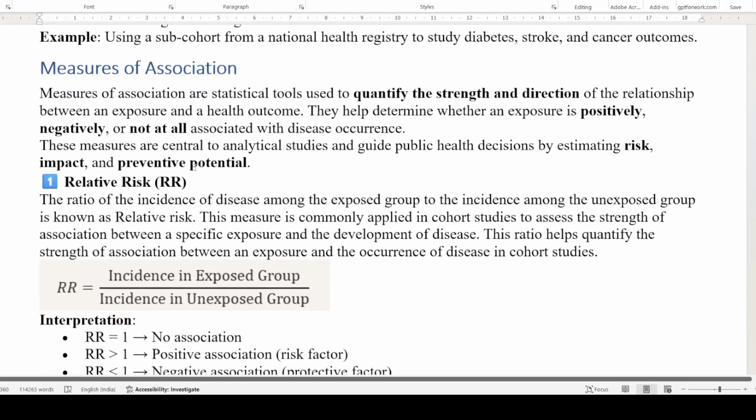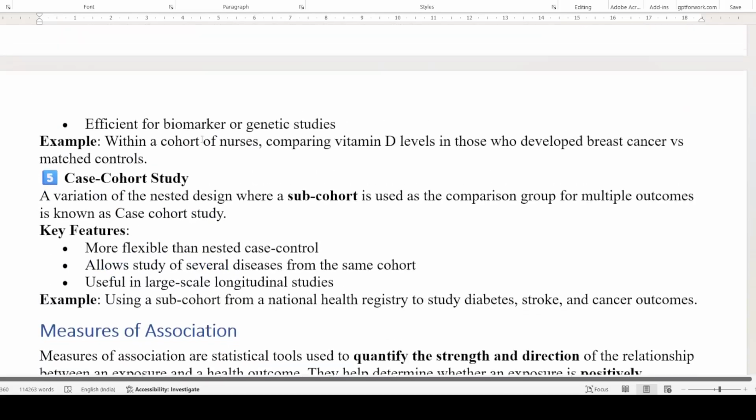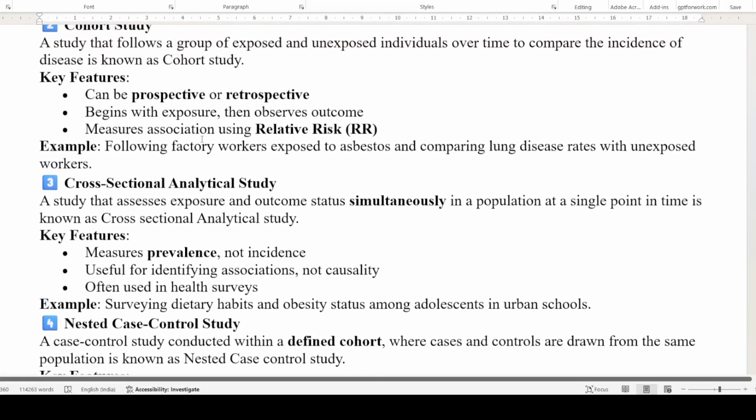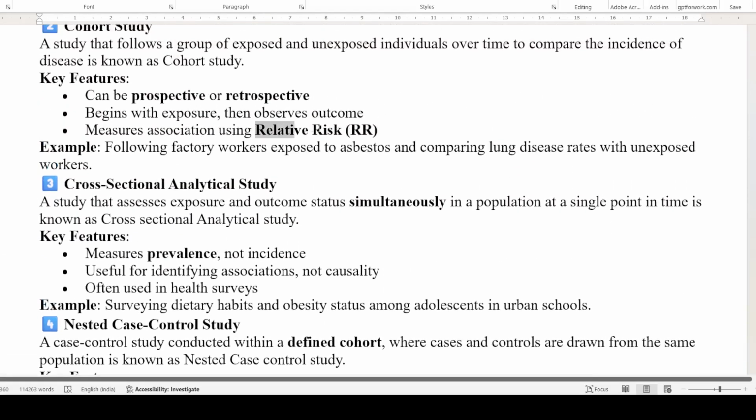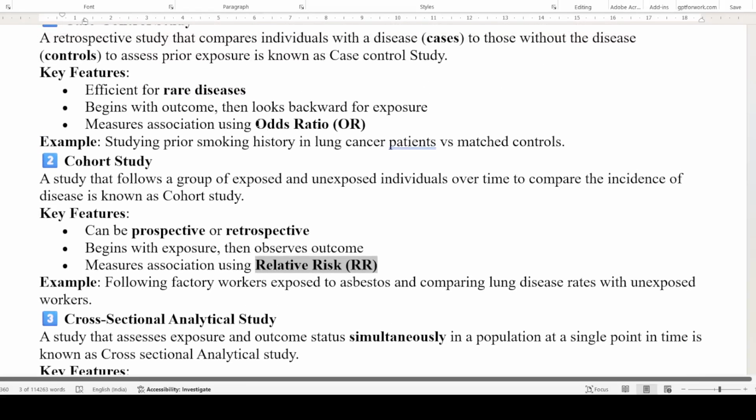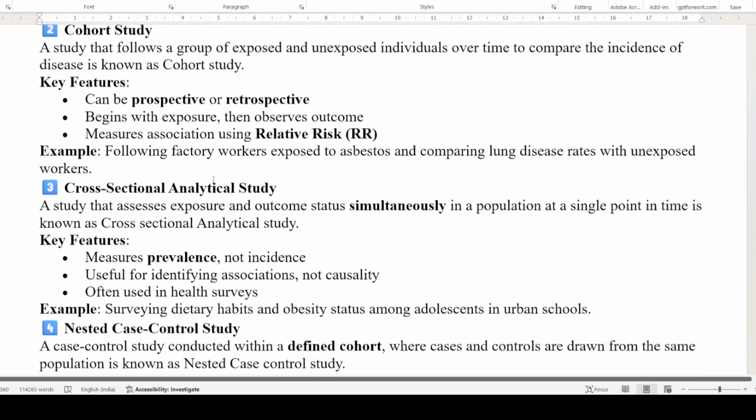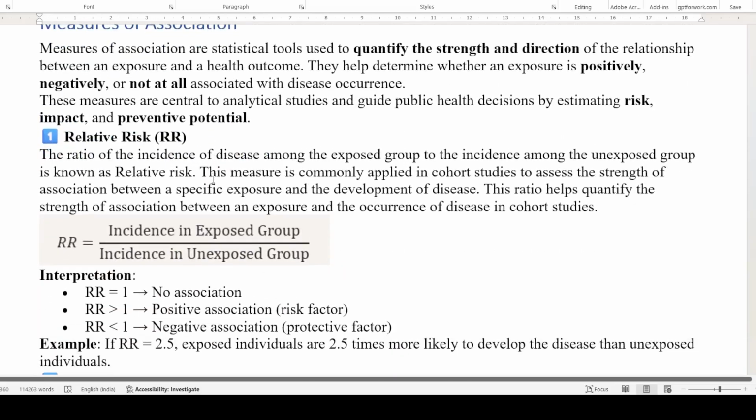Now we have been seeing certain terms like relative risk, attributable risk, association. Like here we study relative risk. Then we talked of the odds ratio. So measures of association are there, and we will study this in detail.